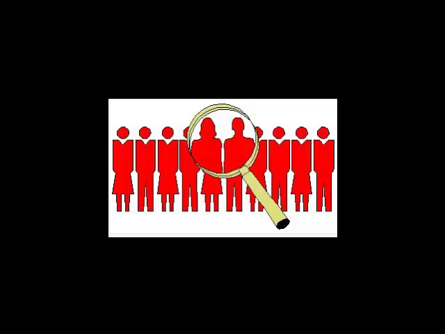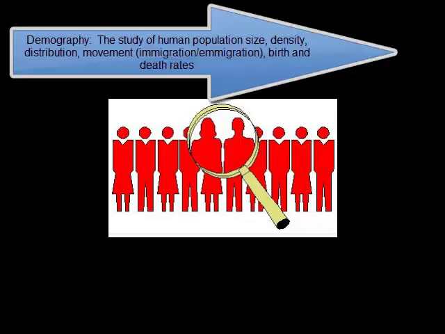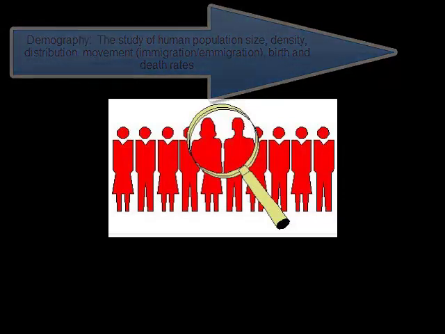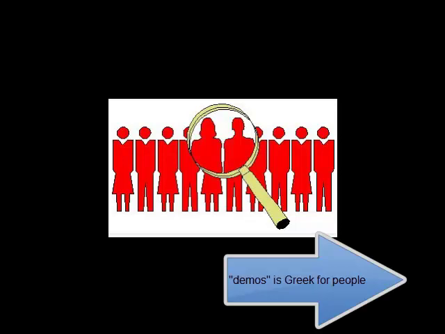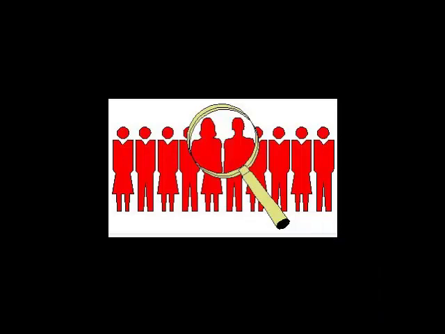To begin our study of human population, we have a new vocabulary word, demography. Demography is the study of human population: the human population size, density, distribution, movement, and birth and death rates. The word origin comes from the prefix demo, from demos, which is a Greek prefix for people. So again, demography is the study of people and human populations and all that goes along with that.